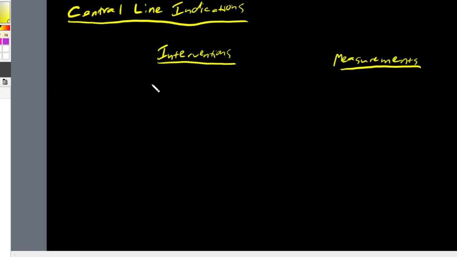So the first intervention is if you want to give vasoactive drugs or vasopressors. The long-standing thought has been if you give vasopressors through a peripheral IV, there's a high chance of tissue infiltration, ischemia, and necrosis to the vein, the small peripheral vein that you're using.